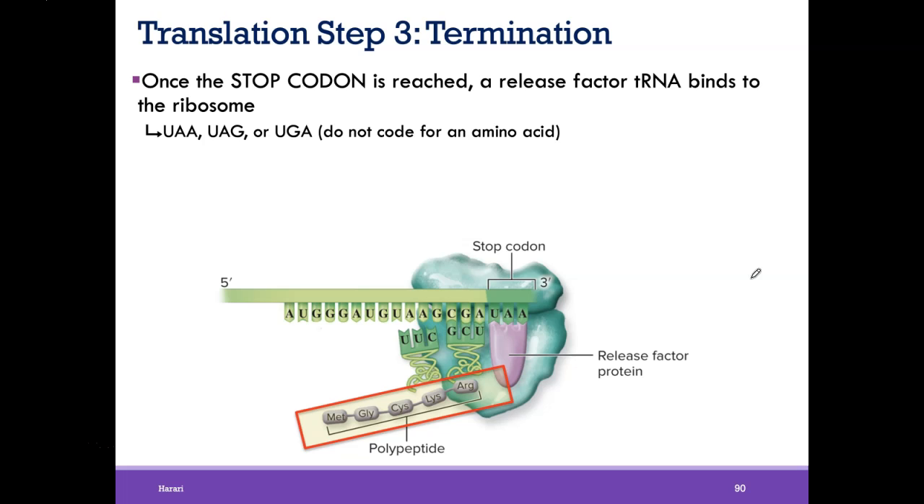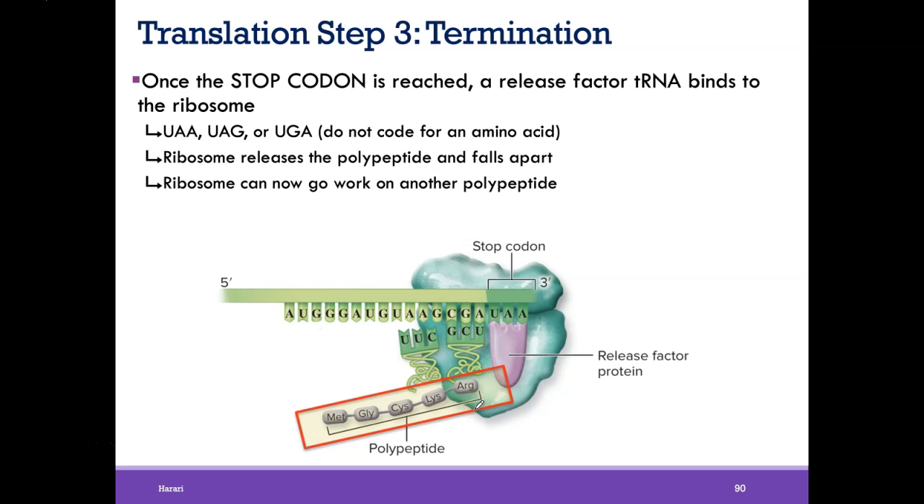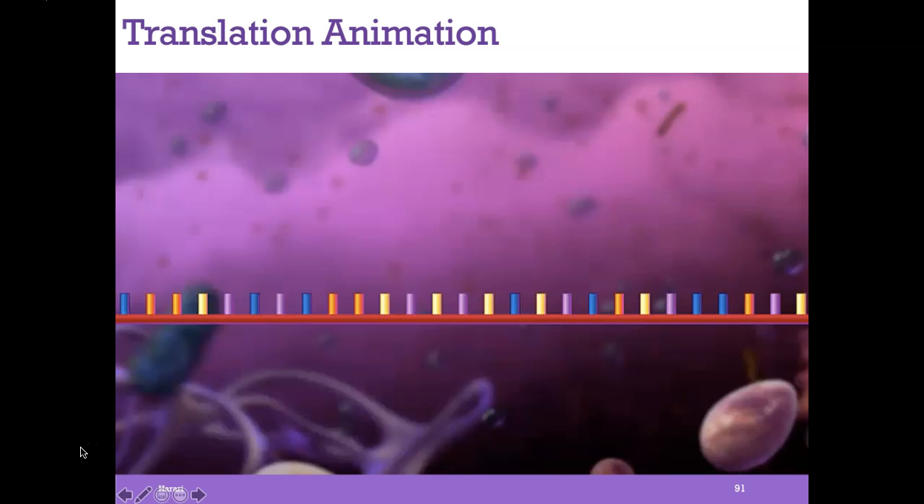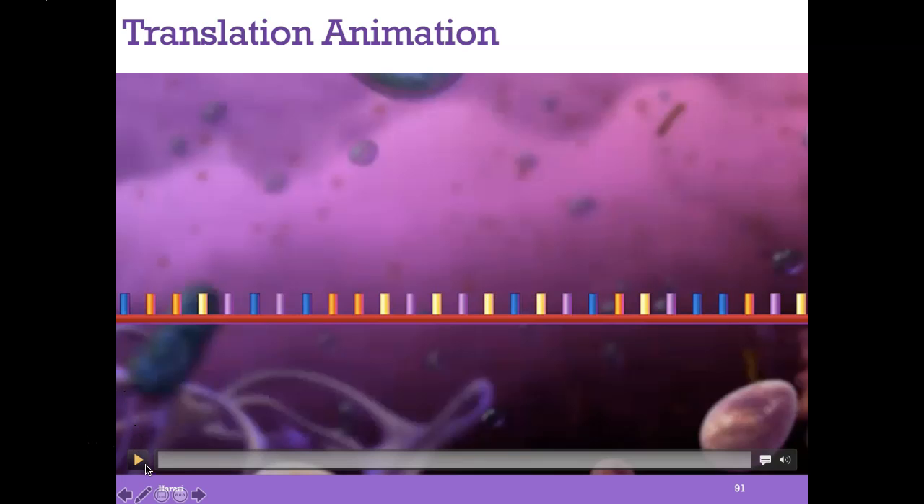The ribosome will release the tRNA. The ribosomal subunits will then separate, and the polypeptide is released. So here is our finished polypeptide of amino acids connected by peptide bonds. The ribosome can now go on and work on a different polypeptide. This sequence of amino acids could then be folded into a fully functional protein. So I'd like you to watch this animation over as many times as you need to.